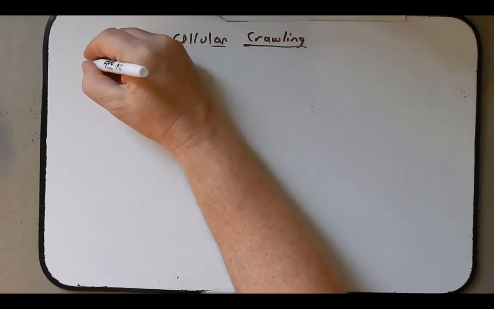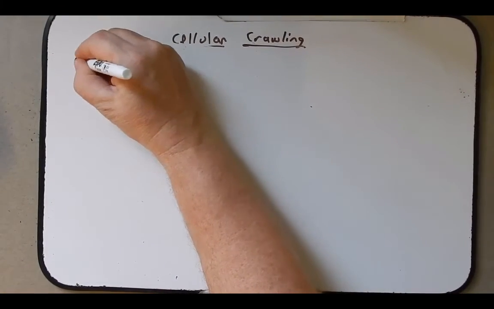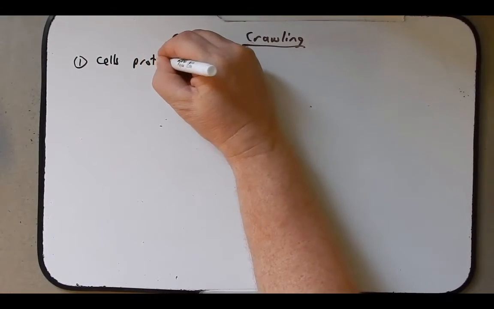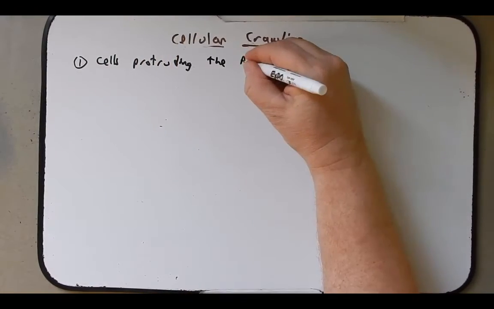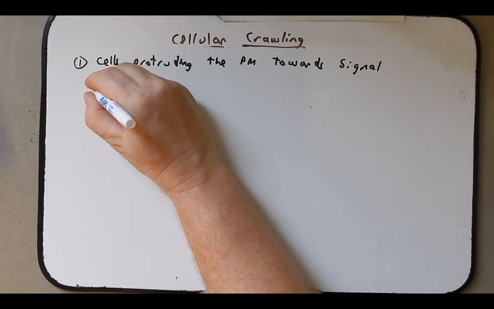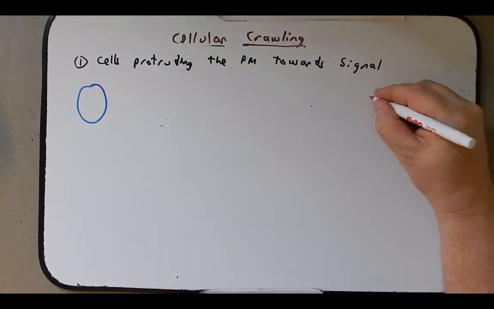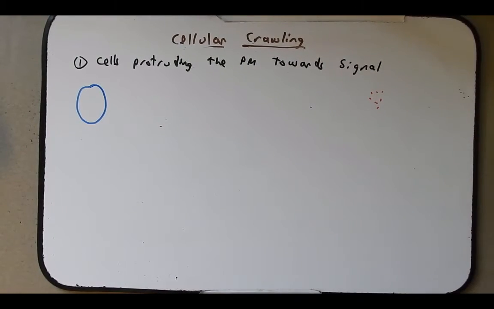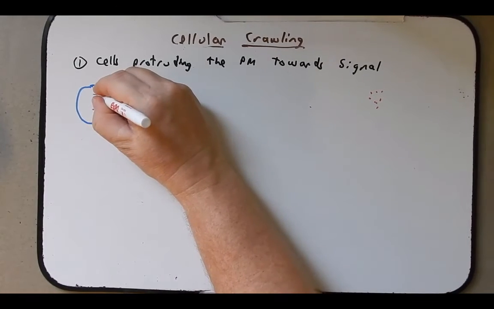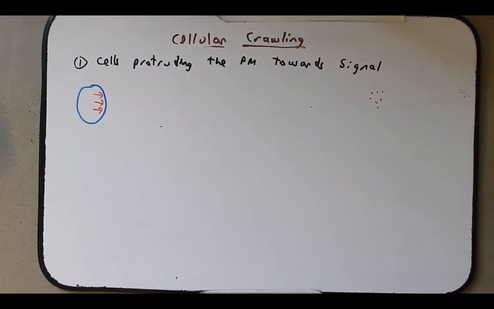Okay, so let's look at this in more detail. And let's look at this first step of cells protruding the plasma membrane towards this signal. So you'll have your cell here, and you'll have various signals over here that it's going to move towards. What happens is that the actin filaments will move in this direction.